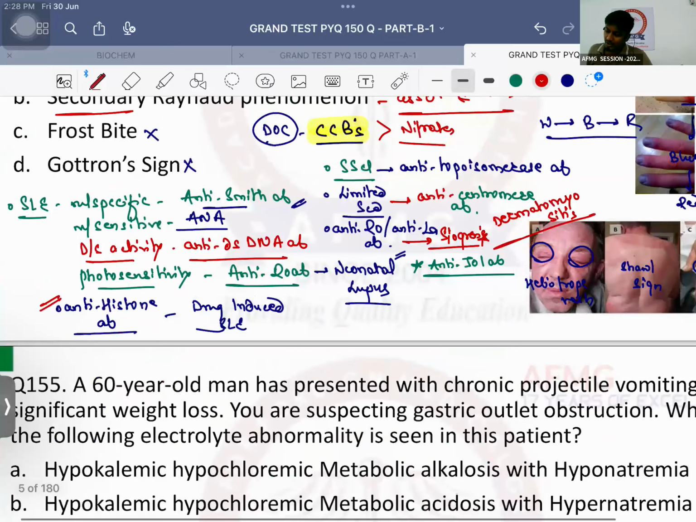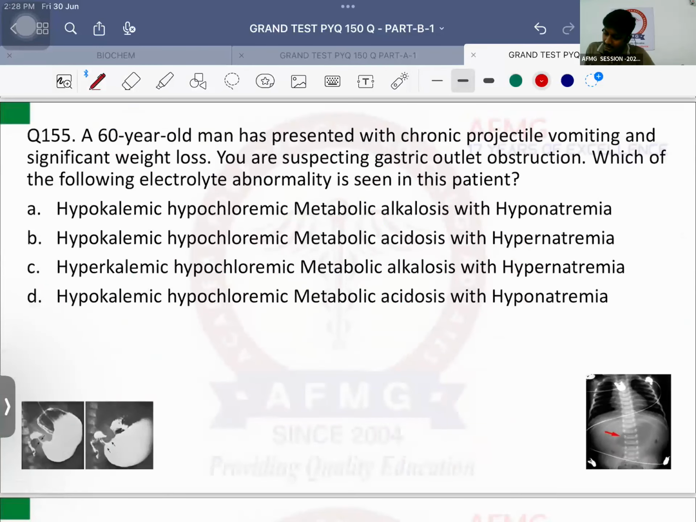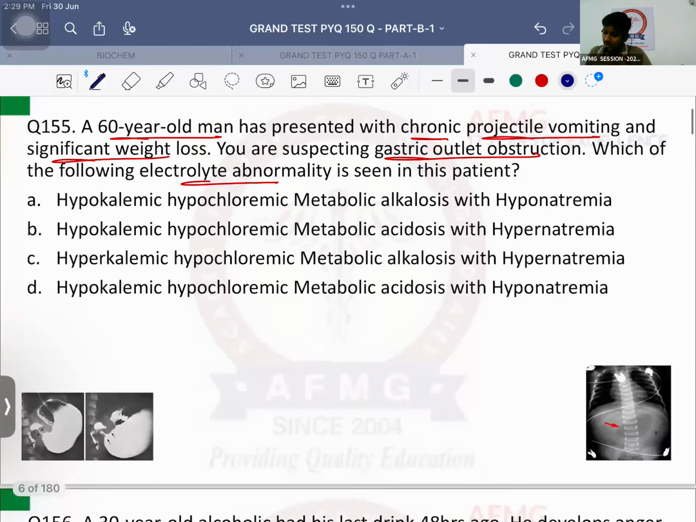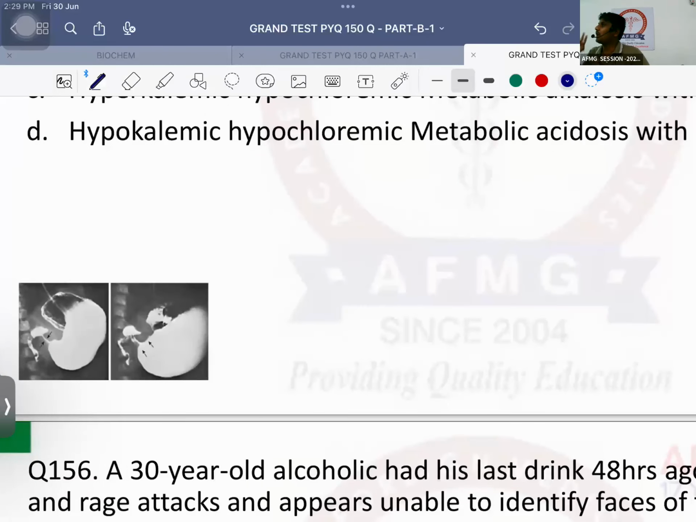Now, moving further, question number 155. A 60-year-old man has presented with chronic projectile vomiting and there is significant weight loss. You are suspecting gastric outlet obstruction. Which of the following electrolyte abnormality is seen in the patient? Now, if you are saying chronic projectile vomiting, जब patient में vomiting हो जाती है, it is also seen in one another condition. यहाँ पे तो adult है.